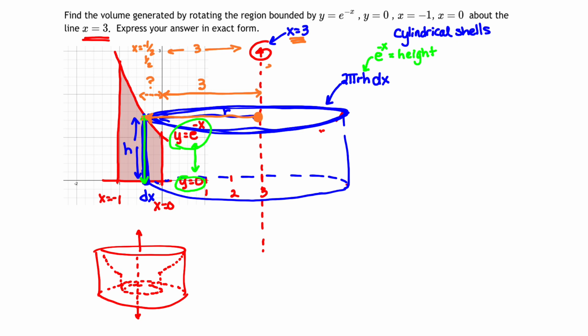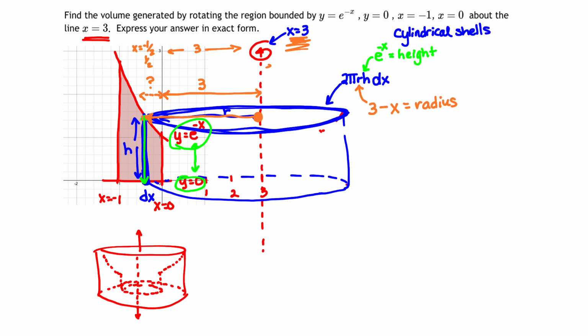If I follow that logic through, to get the radius of any cut along this red area, I need to take 3, my axis of rotation, minus that negative x value. So 3 minus x is a way to describe the radius of all of our cylinders that are going to be cut in this red region, which lie to the left of the y-axis.